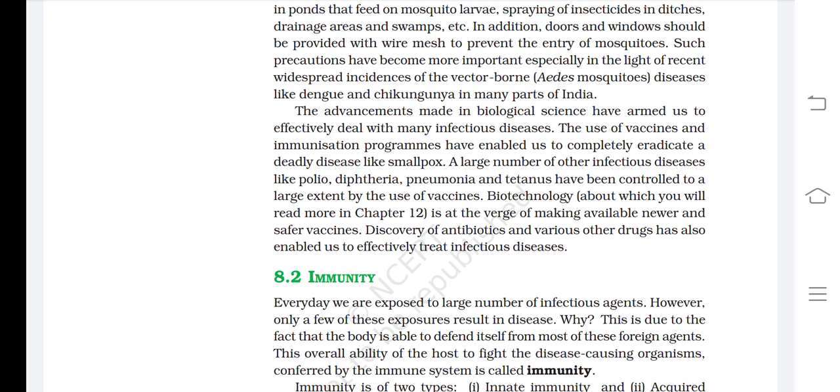Biotechnology, about which you will read more in Chapter 12, is at the verge of making available newer and safer vaccines. Discovery of antibiotics and various other drugs has also enabled us to effectively treat infectious diseases.